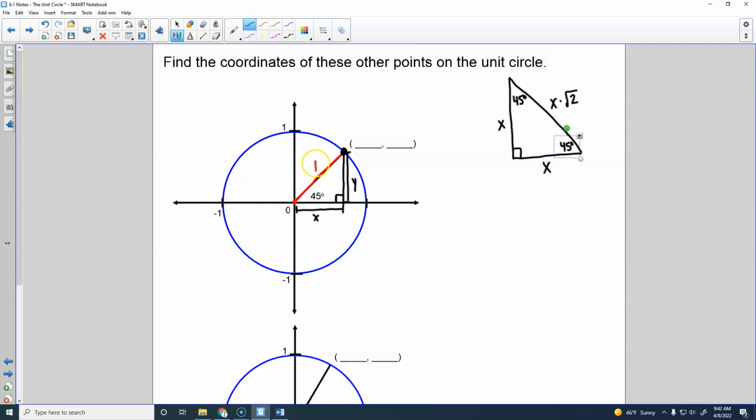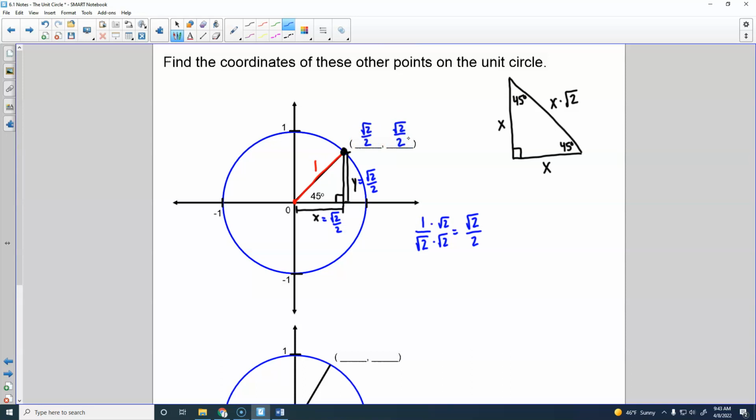All right, so to go from the hypotenuse to one of these sides, what do I need to do? Divide by the square root of 2. So when I do that, 1 divided by the square root of 2, I'm going to rationalize this just because mathematicians decided that that's what should be done. So we'll get square root of 2 over 2. So that is the length for my x and also my y, because they're going to be the same. So I'll have square root of 2 over 2 is my x coordinate, and square root of 2 over 2 is my y coordinate.